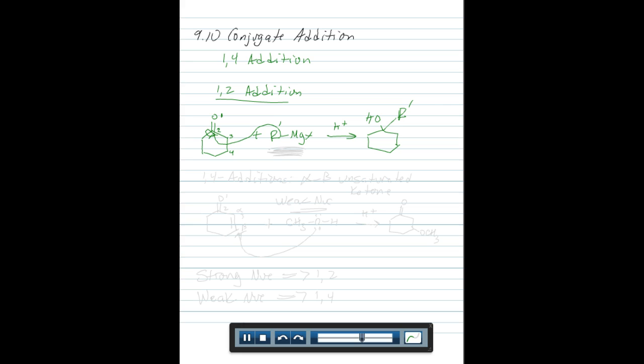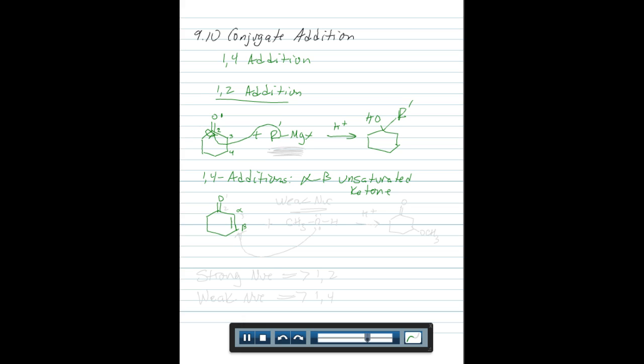Okay, for 1,4 additions, you have to have what's called an alpha beta unsaturated ketone or aldehyde. I'll just put ketone for right now, but just remember, whatever you do to a ketone, you can do to an aldehyde. I'm not going to write aldehyde, but just know that you can do it. So an alpha beta unsaturated ketone, what is that? It's a ketone where at the alpha carbon and the beta carbon, this is the alpha carbon and this is the beta carbon, you have an unsaturation, you have a double bond.